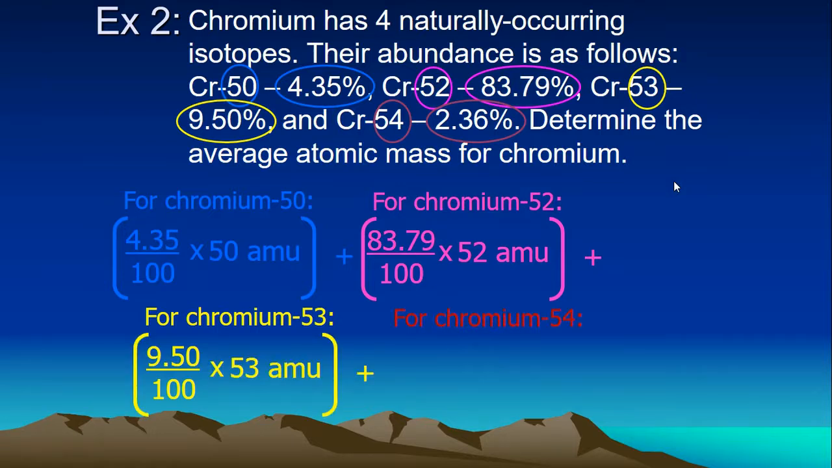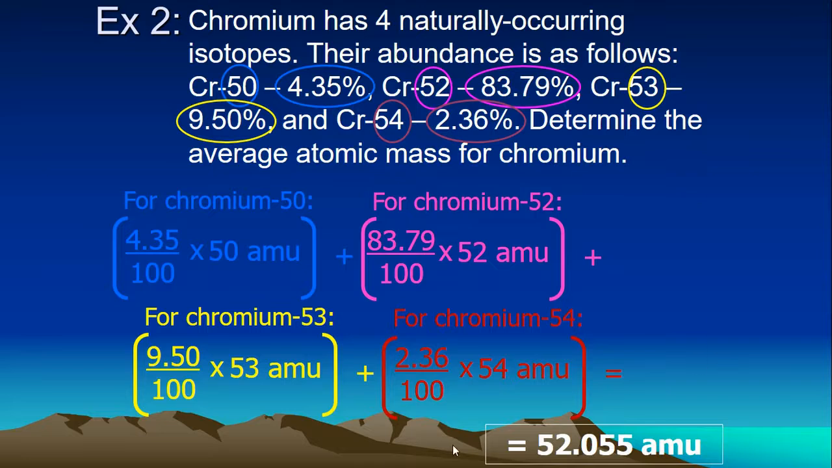And then you're going to do chromium 54. Please make sure you enter this into your calculator and practice. Make sure you use all those parentheses. And when you do that, you get 52.055 AMU. Double check it against the periodic table, too. For problems like this, when you can double check against the periodic table, you should.